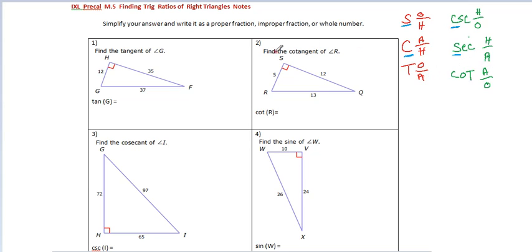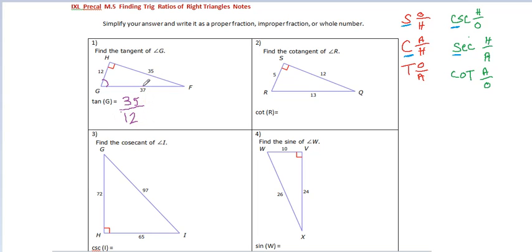With that in mind, going on here, you've got to be careful. You're trying to find the tangent of angle G, which is this angle right here. The tangent is opposite over adjacent. The opposite leg is 35 over the adjacent, which is 12. And if you could reduce this, you would reduce it.